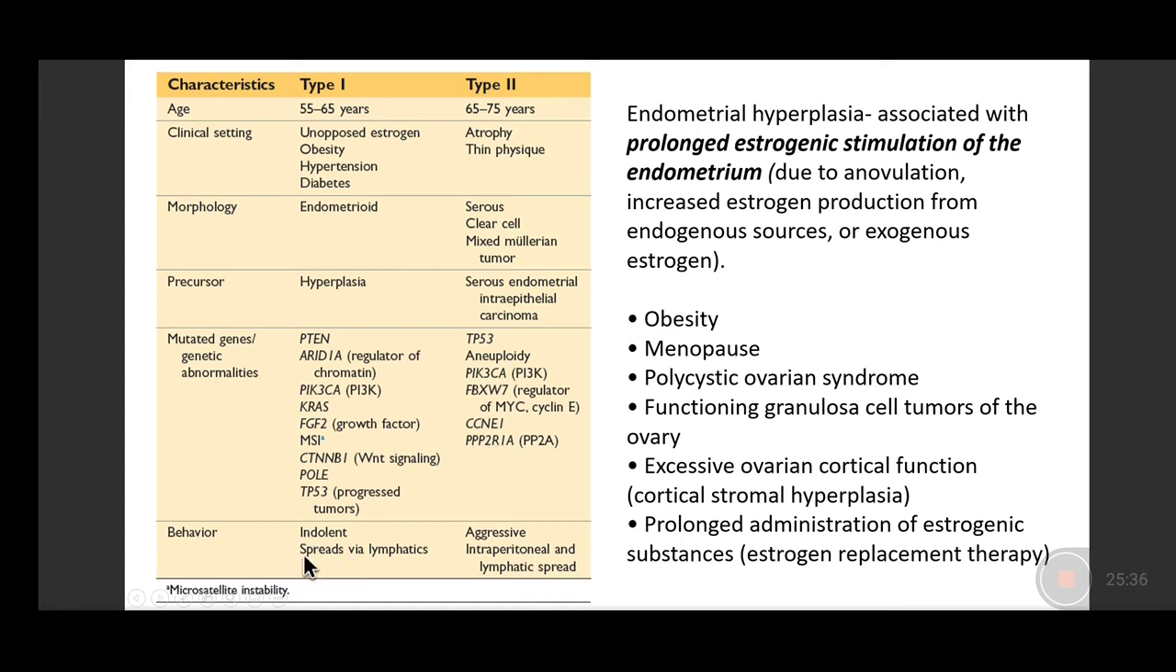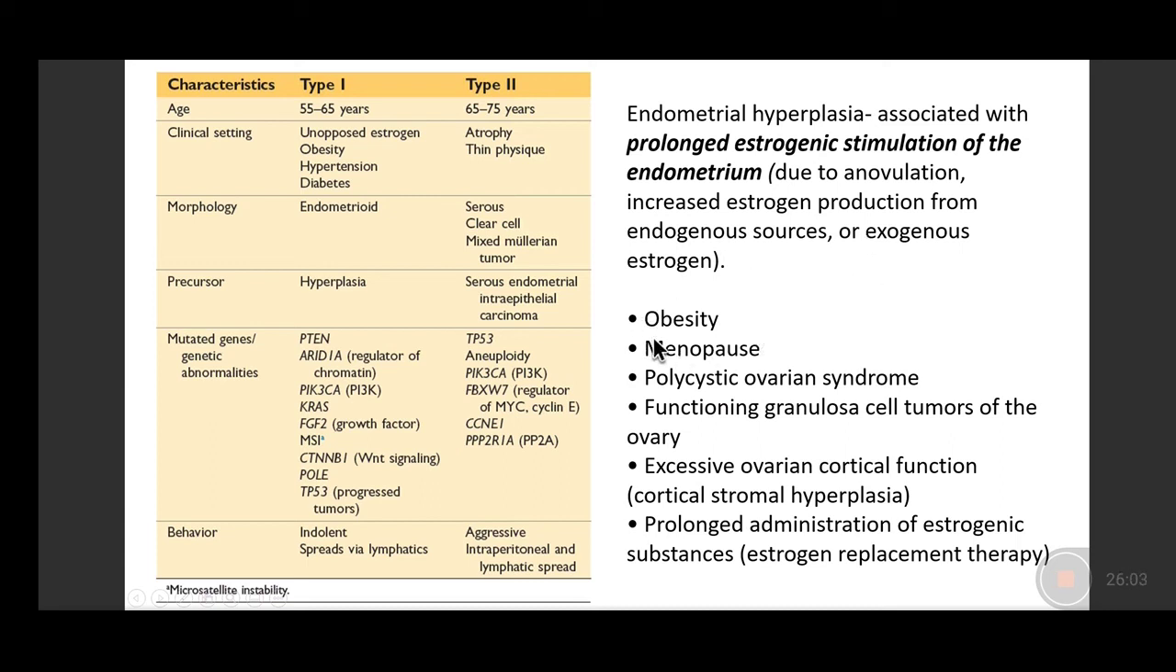The type 1 tumors are usually indolent and they spread via lymphatics. The type 2 tumors are more aggressive and they also show intraperitoneal and lymphatic spread. So endometrial hyperplasia is associated with prolonged estrogenic stimulation of the endometrium. This can occur due to anovulation, due to increased estrogen production from endogenous sources, or there can be a history of exogenous estrogen supplementation.